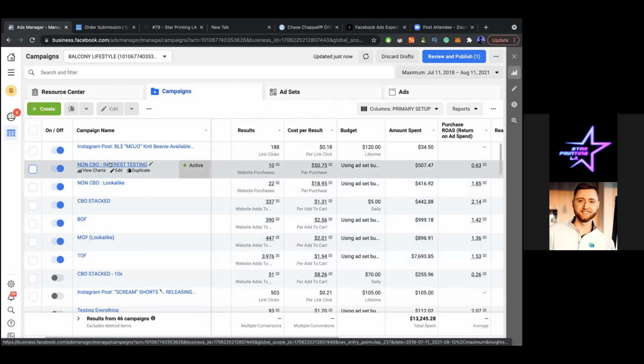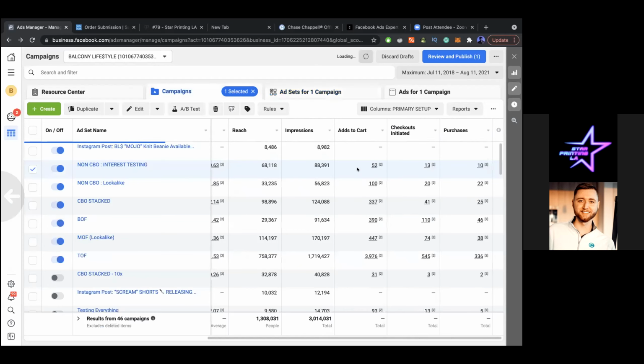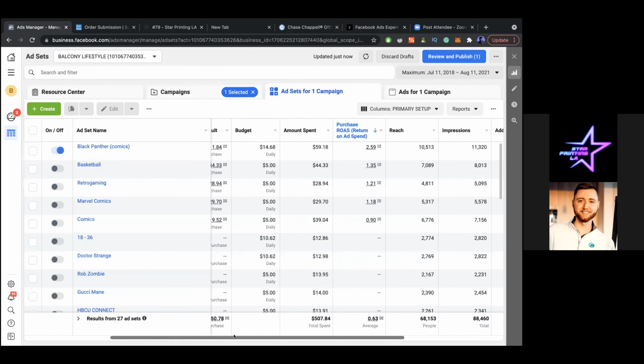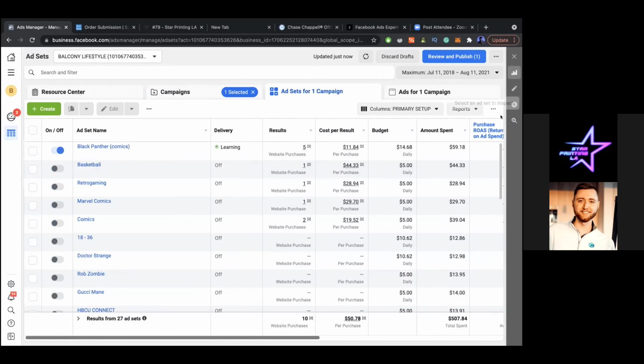On here? Cost per add to cart, I don't think it's on here. Hold on. Cost per result? For add to cart. I'm trying to understand because you're optimizing for add to carts and you're optimizing for purchases. I want to see what your costs are on both of those and see if they're correlated. I go here, right? Click on columns and then just add a cost per. Yeah, there you go.